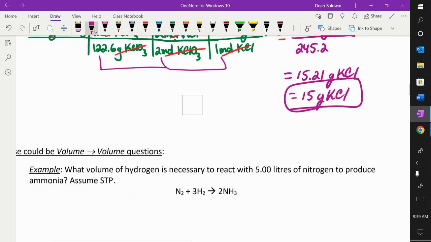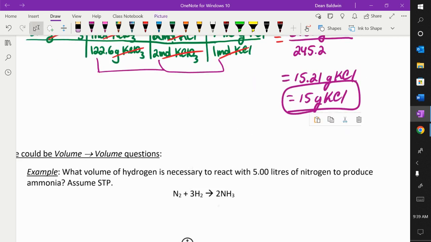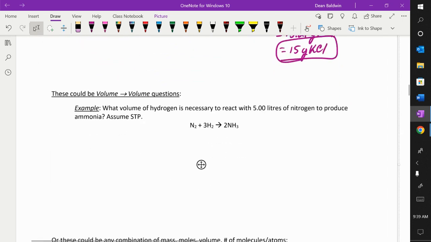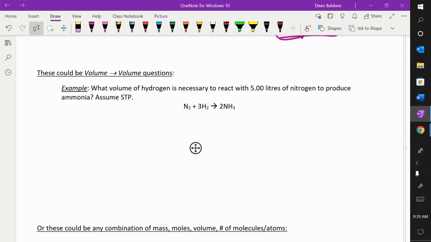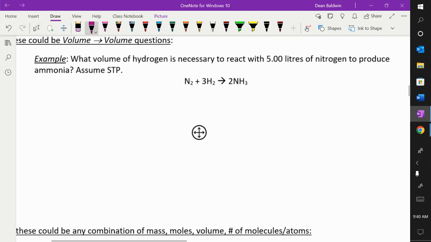So, all right, volume. What volume of hydrogen is necessary to react with 5 liters of nitrogen to produce ammonia? As soon as you see volume, you have to ask yourself, are these gases or are they liquids? These are gases, right? Nitrogen and hydrogen are gases. So we're dealing with gases. We're given 5. Is the equation balanced? That's what you have to ask yourself. It is balanced.